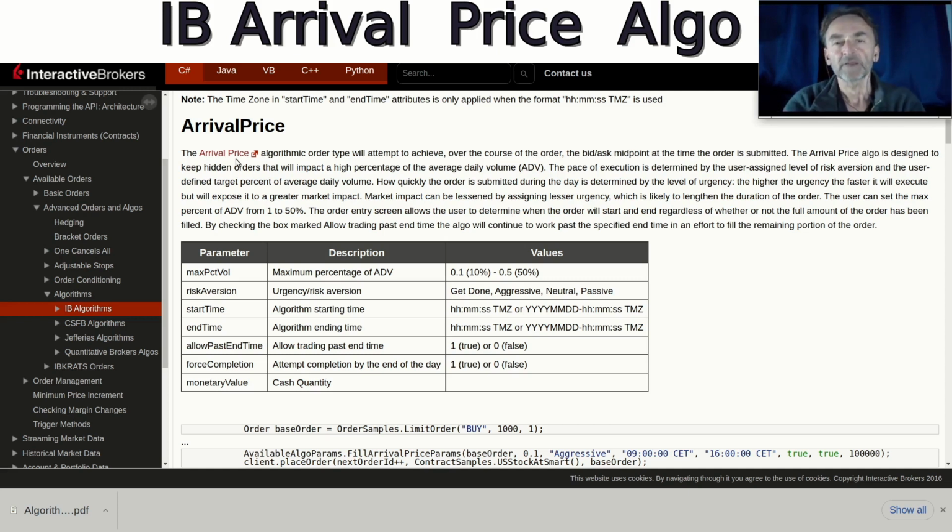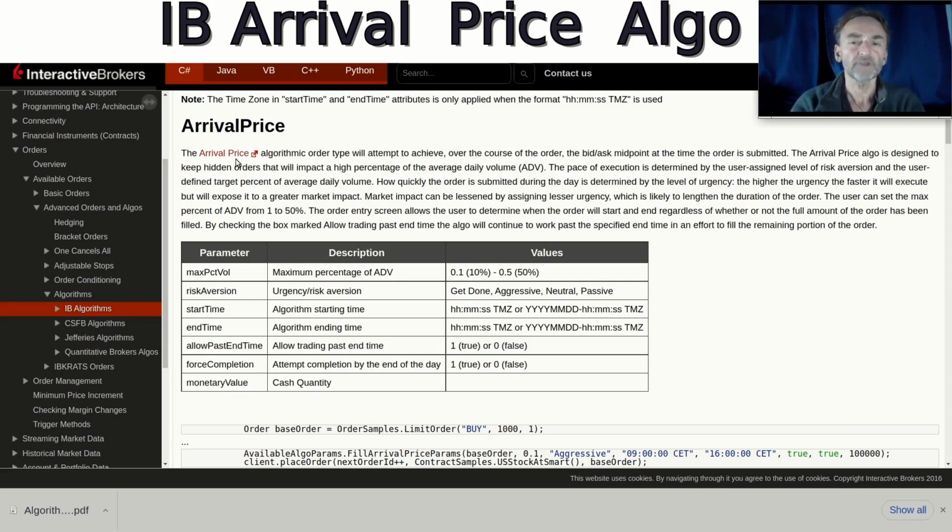And so what I have done is I have built an automated algo system, which just submits orders in the market and trades them, and I always use the same order size and the same settings. And then I have a look at what the arrival price algo from IB has actually been doing.